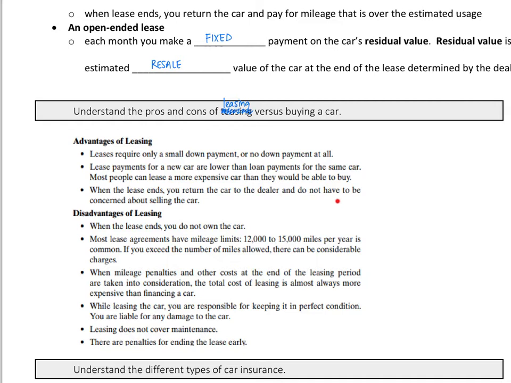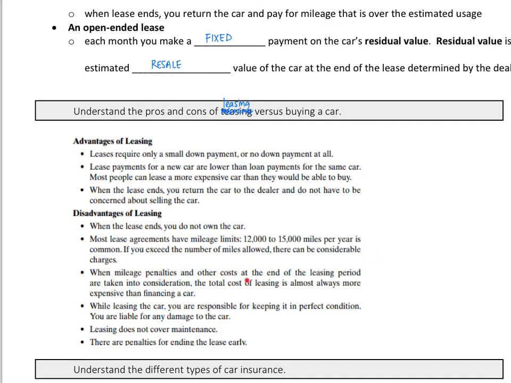It's not yours. The disadvantages, the cons: when the lease ends, you don't own the car, so now you have to find another car. Most lease agreements have mileage limits. 12,000 to 15,000 miles per year is typical. If you exceed the number of miles, there's considerable charges. So if you're driving a lot, leasing may not be in your favor.